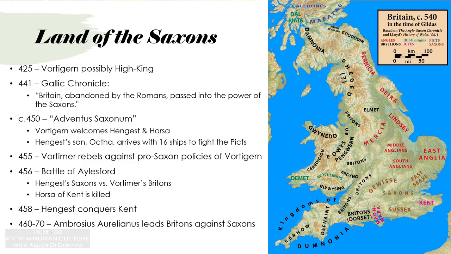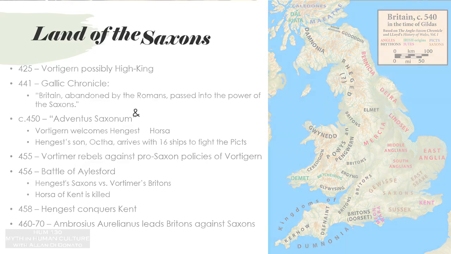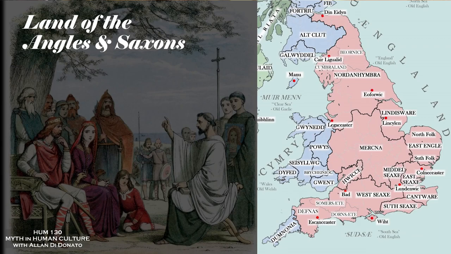One other figure that we're going to talk about when we get to King Arthur is a figure by the name of Ambrosius Aurelianus, another individual that is credited with trying to defend Britain from Saxon invasion. And we're going to put his dates at a little bit closer to the end of the 5th century. Okay, so a lot of mysteries surrounding these individuals, but we'll spend time dealing with that later.